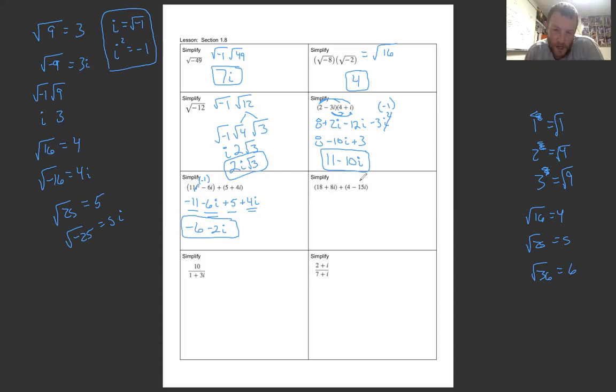Same thing here. I don't see any i squareds. There's a plus in between. If it was a minus, you'd go ahead and distribute it to both, but it's not. And so 18 and 4 is 22. 8i and -15i is -7i. And that's your answer.